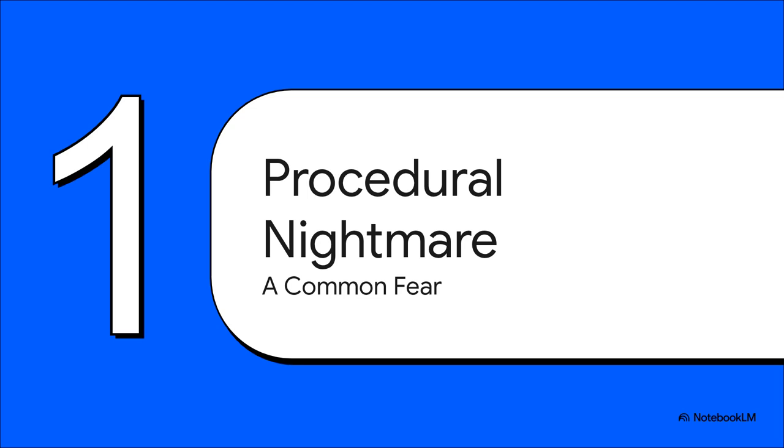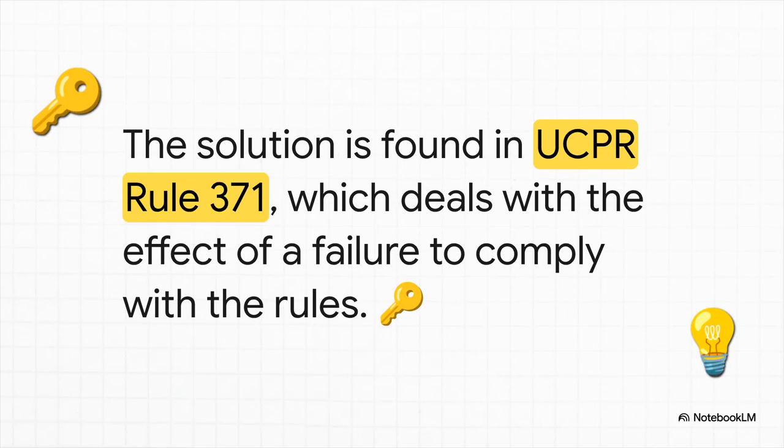But, and this is the important part, the rules are designed with a way out. And that solution really starts with understanding the whole philosophy of the UCPR. You've got to think about Rule 5. It's all about the just and expeditious resolution of the real issues. It's not about playing gotcha on technicalities. And the main tool the rules give us to live up to that philosophy, that's Rule 371. So let's break down exactly how you can use it.